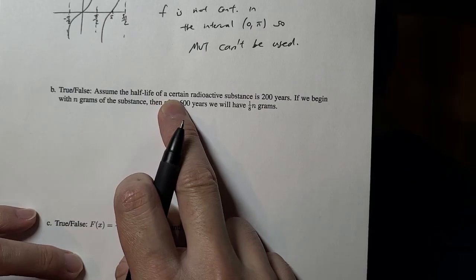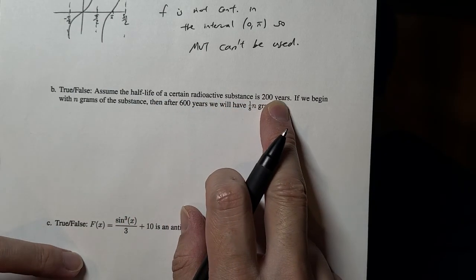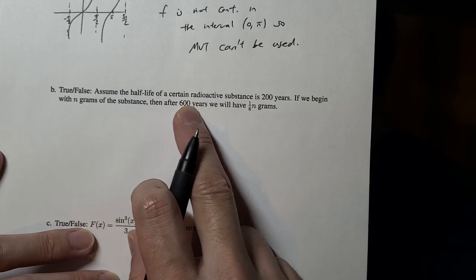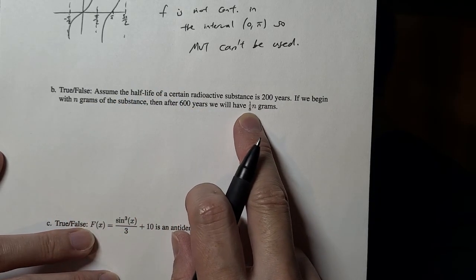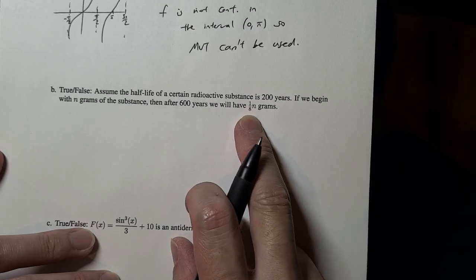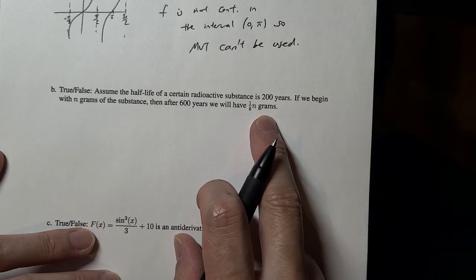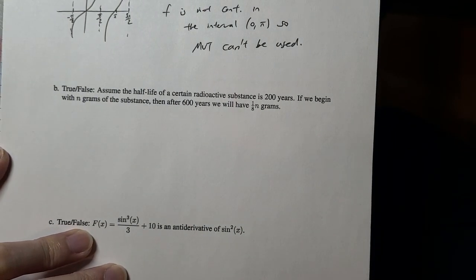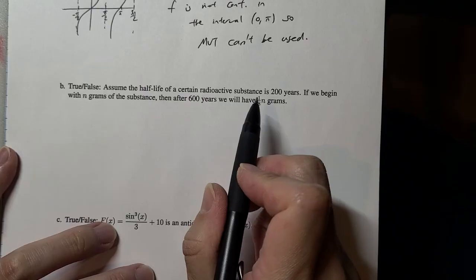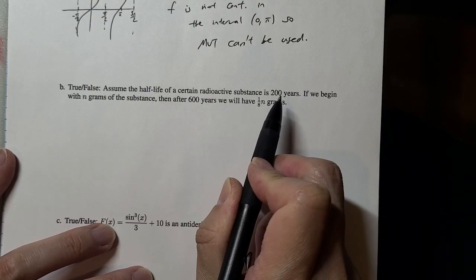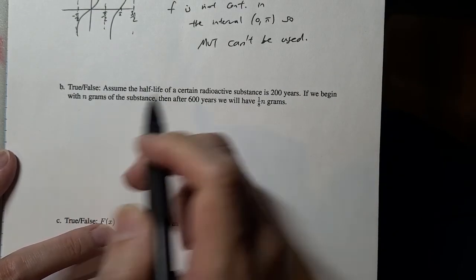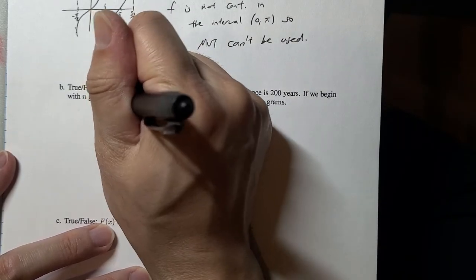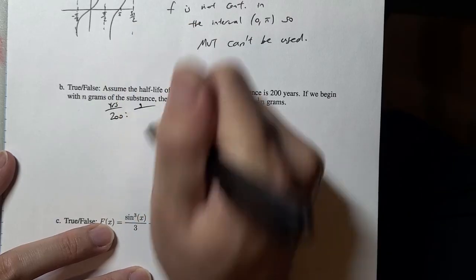Assume the half-life of a certain radioactive substance is 200 years. If we begin with n grams of the substance, then after 600 years we have 1 over 8 times n grams. So you just have to remember what half-life is. After 200 years, the initial value will halve. So you can even write like this. After, this is the years, this is the grams.